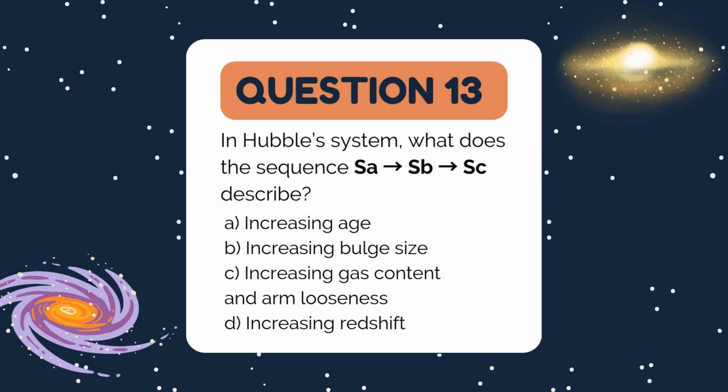Zooming into spirals now. In Hubble's system, what does the sequence SA, SB, SC describe? A. Increasing age. B. Increasing bulge size. C. Increasing gas content and arm looseness. D. Increasing redshift. They're all spirals, but what's changing along the way?